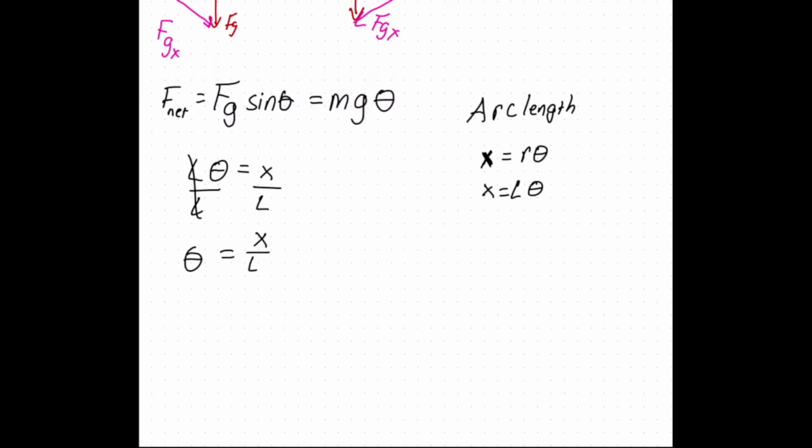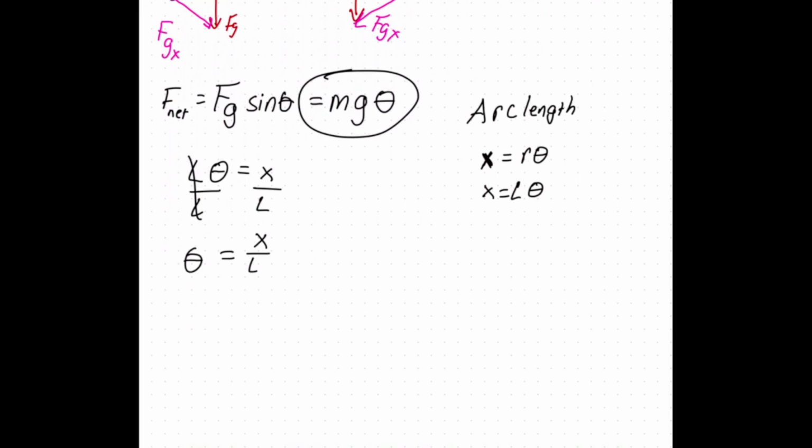But then I have this other equation that says my net force is m g theta. So if I plug in my x over L for that theta, what I would get is my net force is equal to m times g times x divided by the length of the rod. And there's one thing that's kind of important to point out here. This net force is dependent on the displacement, the distance x.